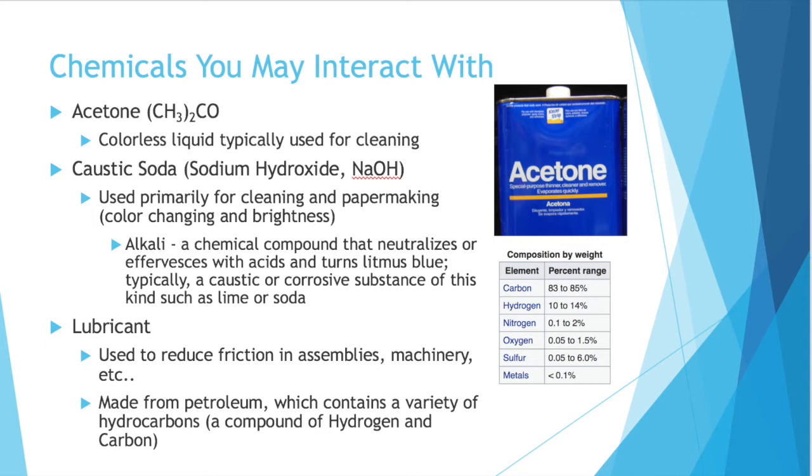So you'll see there I have a little graphic on composition by weight, and you'll notice that carbon at 83 to 85% and hydrogen at 10 to 14% are the main two elements you'll see in petroleum. But you'll notice there's some other elements as well: nitrogen, oxygen, sulfur, metals. So there are other elements you'll see in petroleum, but typically you're talking hydrogen and carbon.